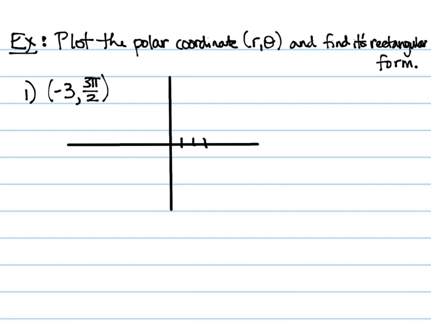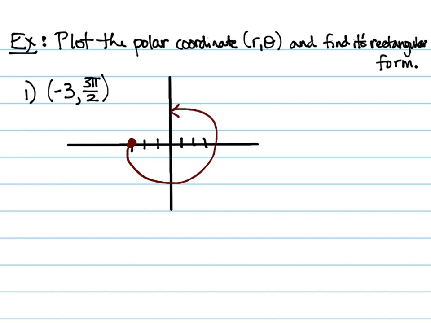We're starting with -3, so we're going to start -3 on the x-axis. The distance is 3 in the negative direction. And then from this location, we're going to rotate 3 pi over 2. Where will that put me? Yeah, Shayna's right. It'll put me all the way around like this. Yep, that's a 3 pi over 2 rotation.